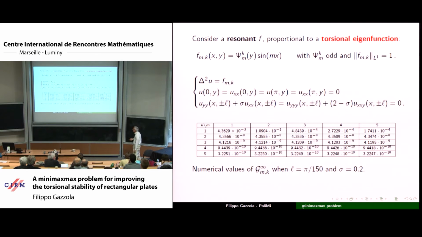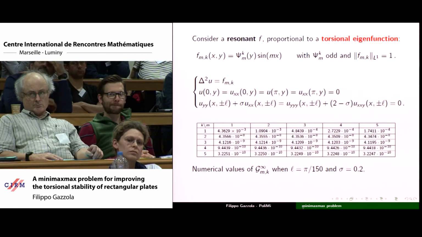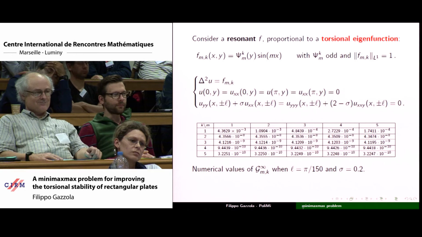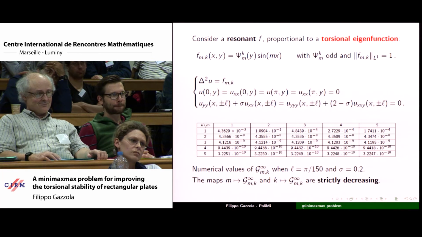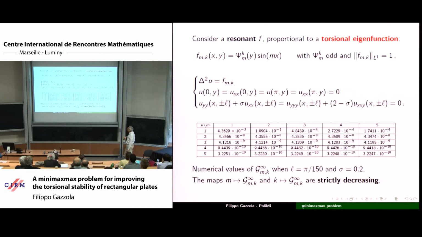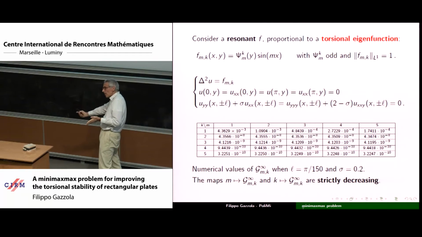And this is what we get for the gap function in this case, again, when L equal pi over 150 and sigma 0.2. Okay, you do not have to learn by heart all these numbers, but just have a look at the main thing. The main thing is that if you move horizontally or vertically in this table, you have a strictly decreasing function. What are these tables? Here you have M, which measures the number of nodes in the x direction, and K, which measures the number of nodes in the y direction, which means that the worst situation is obtained when, let's say, you have the first eigenfunction, meaning by this that you have an odd eigenfunction with no zeros in the upper half plate and no zeros in the x direction.